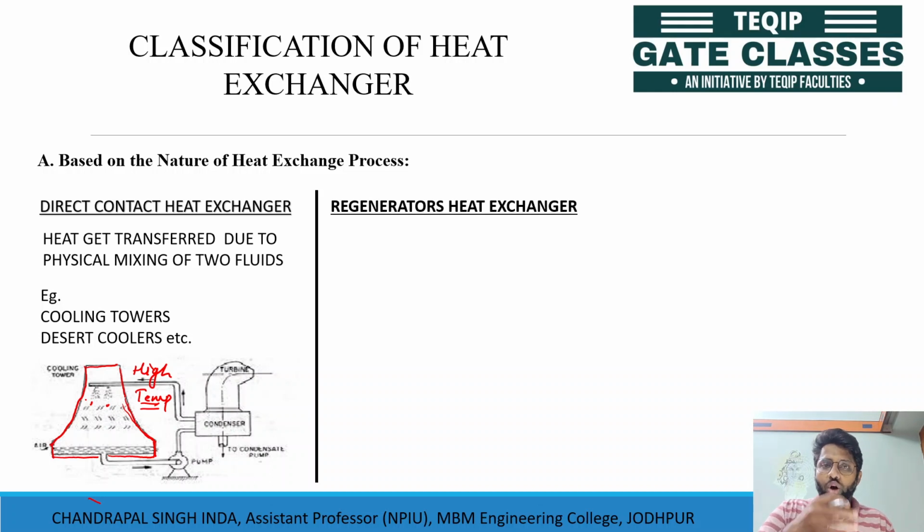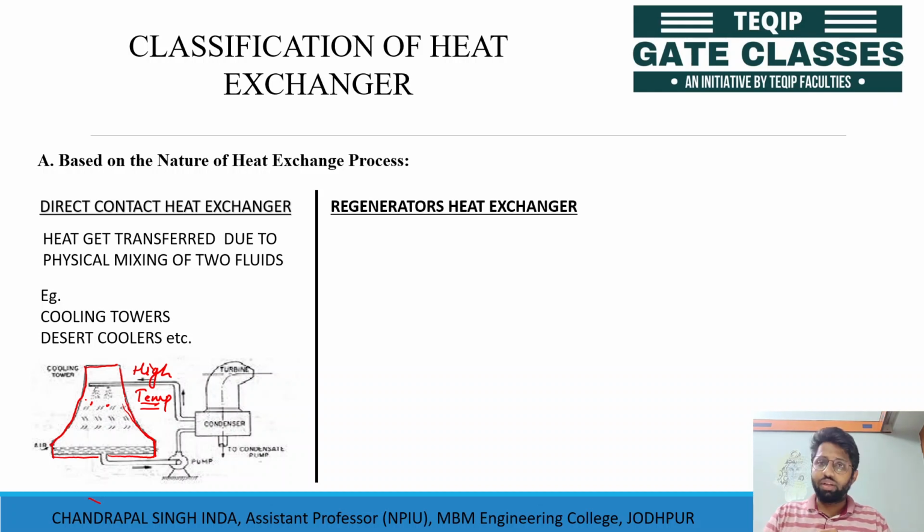After this charging period, the hot water flow is stopped, and the cold fluid is allowed to flow through the matrix. So the heated matrix, which stored the energy from the hot fluid, is now releasing the heat to the cold fluid. This period is known as the discharge period. So this is how this type of heat exchanger works. Meaning in one half cycle, the hot water gives heat to the matrix material, and in the other half cycle, the cold fluid takes the heat from the matrix material.